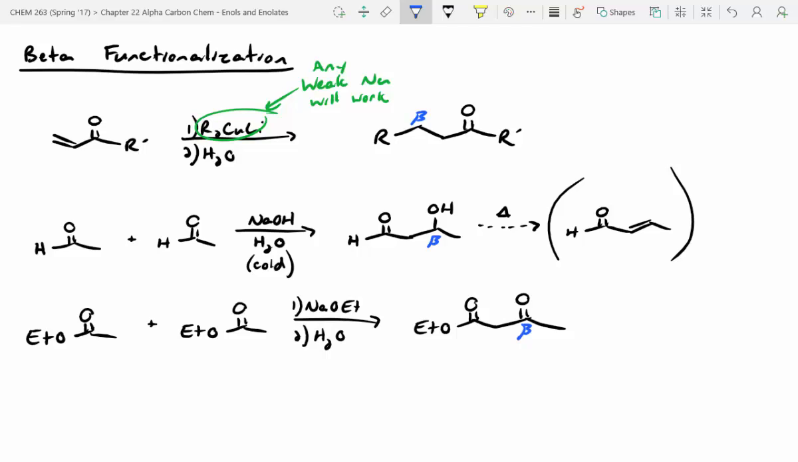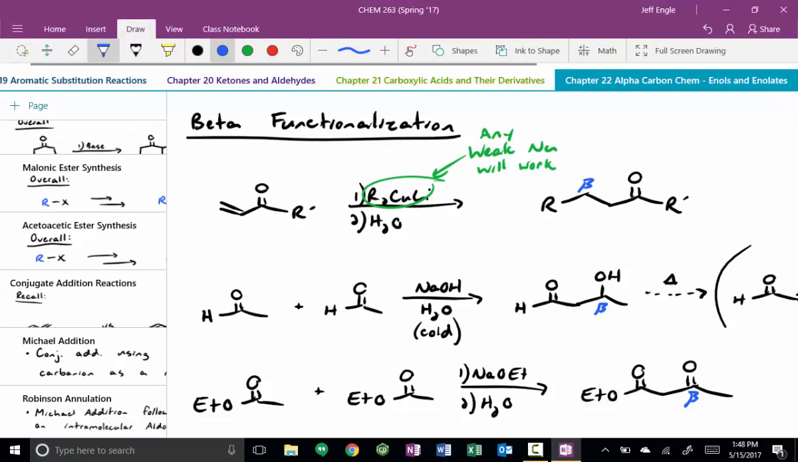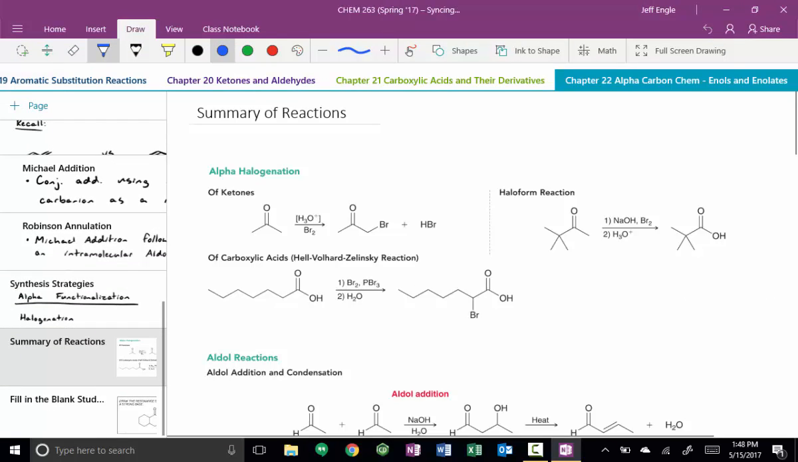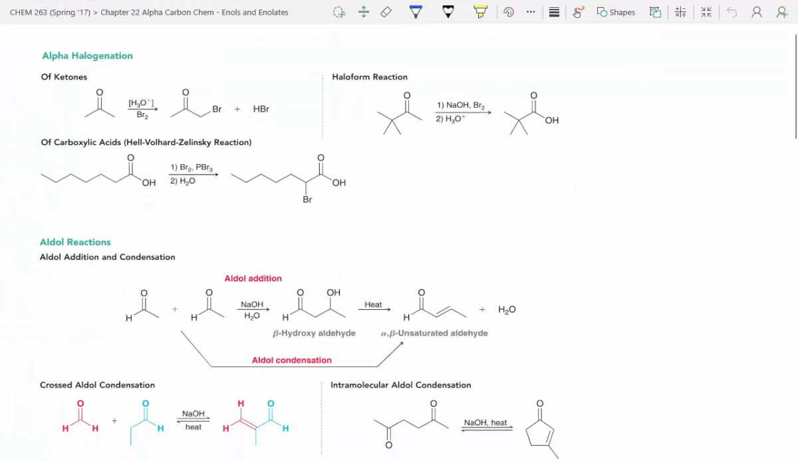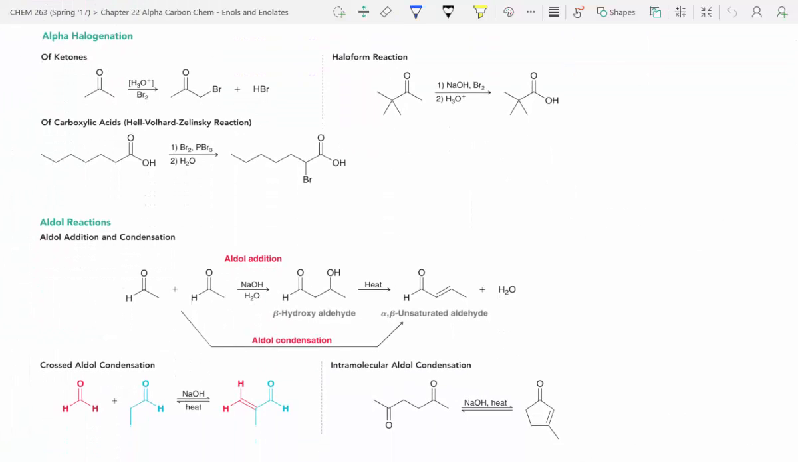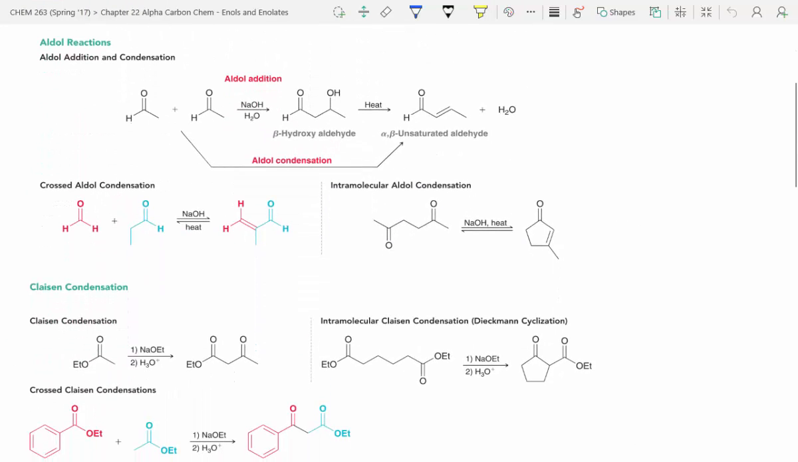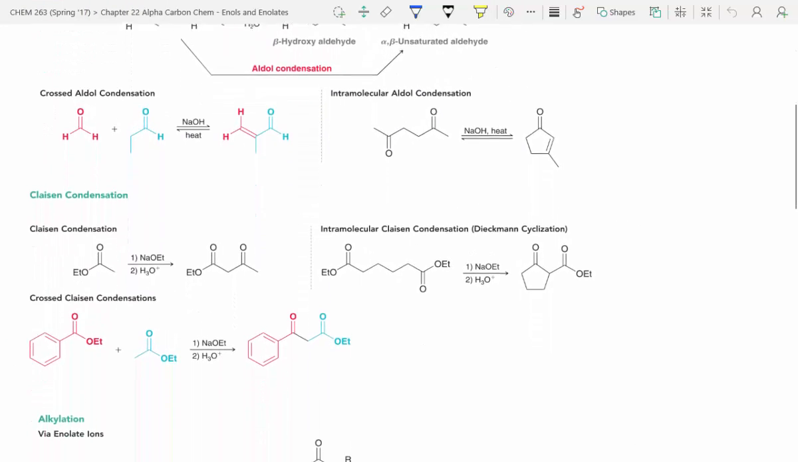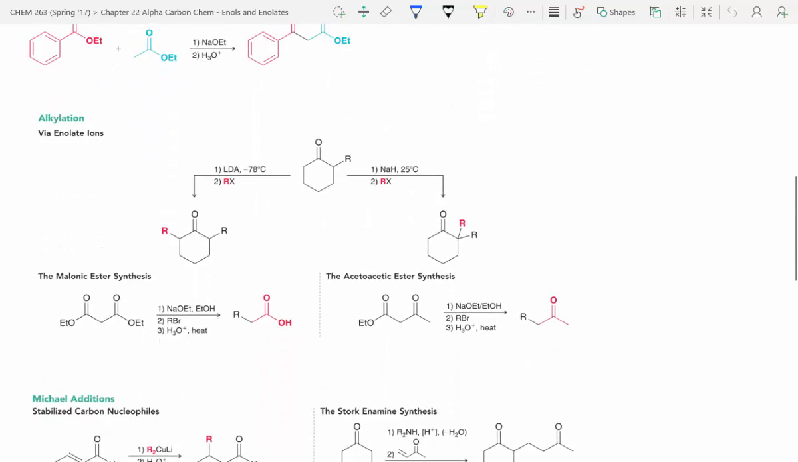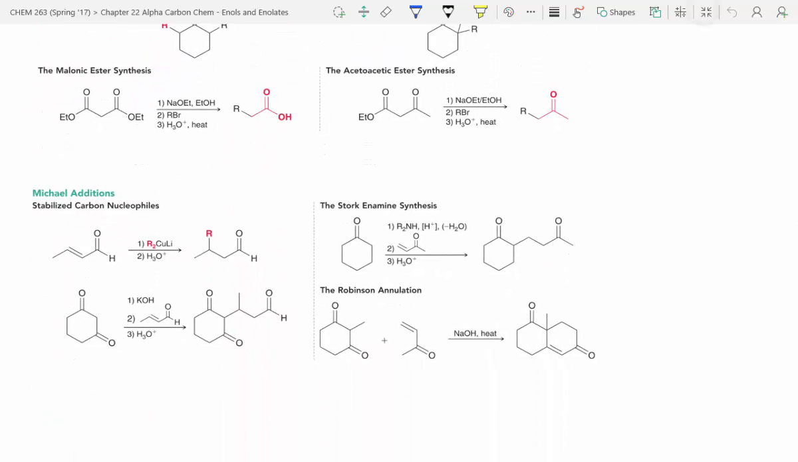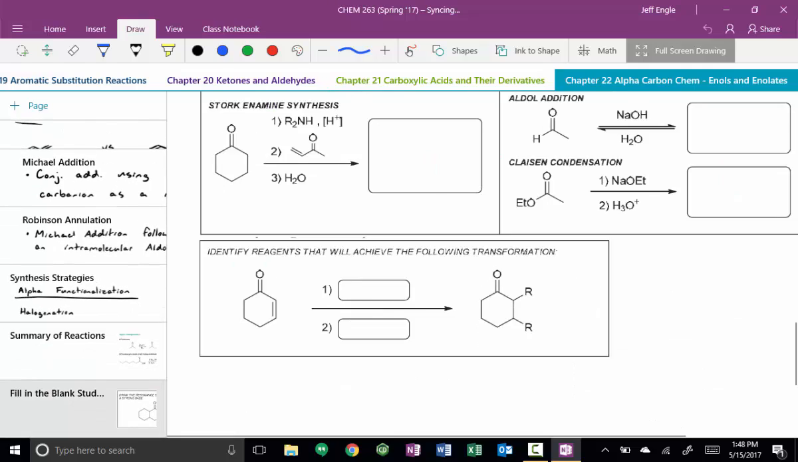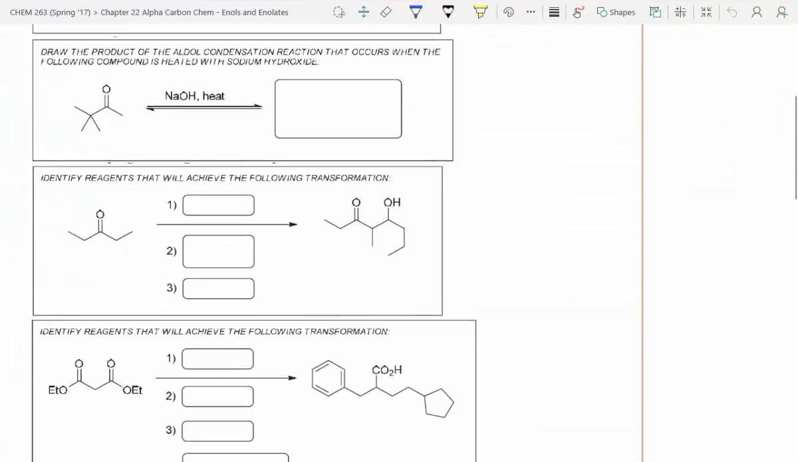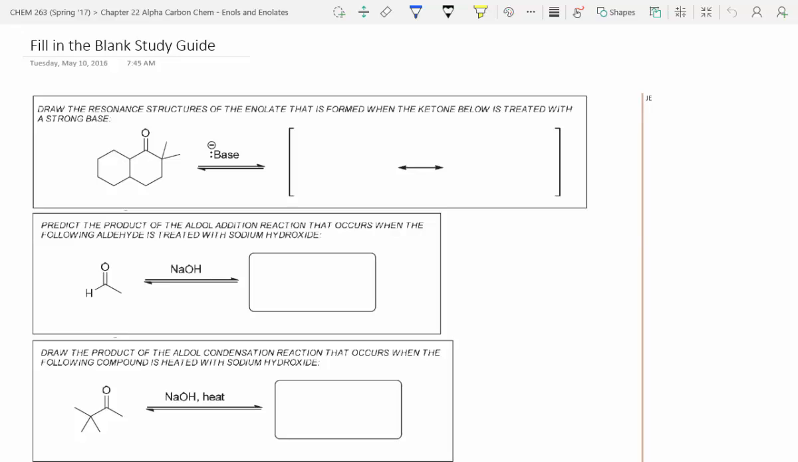the chapter. I know this chapter has a lot of weird reactions, so in the course notebook, I've got the summary of reactions from the back of the textbook. Make sure you're comfortable with the full mechanisms for all of these, including the intramolecular reactions. And then if you really want to test yourself, I've got a fill-in-the-blank study guide that's from the solutions manual. So you can print it off and fill it out almost like flashcards if you'd like. I know this has helped some people in the past.